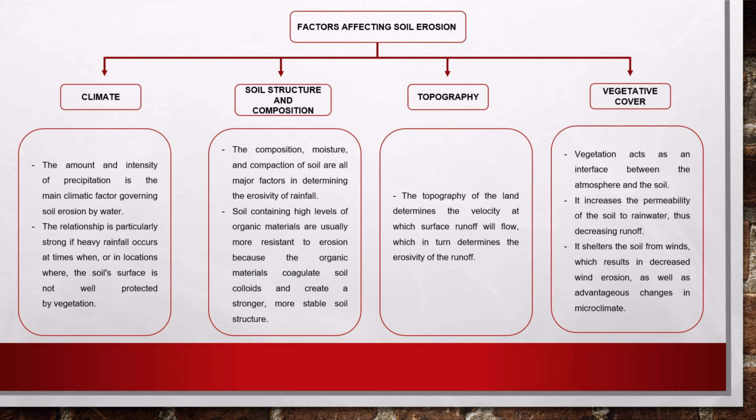For soil structure and composition, the composition, moisture and compaction of soil are all major factors in determining the erosivity of rainfall. Soil containing a high level of organic material is usually more resistant to erosion because the organic materials coagulate soil colloids and create a stronger, more stable soil structure. For topography, the topography of the land determines the velocity at which surface runoff will flow, which in turn determines the erosivity of the runoff. The last one, vegetative cover. Vegetation acts as an interface between the atmosphere and the soil. It increases the permeability of the soil to rainwater, thus decreasing runoff.